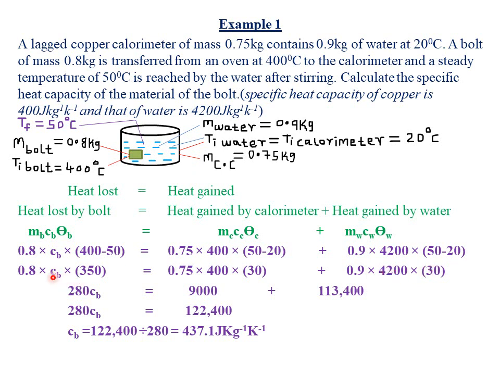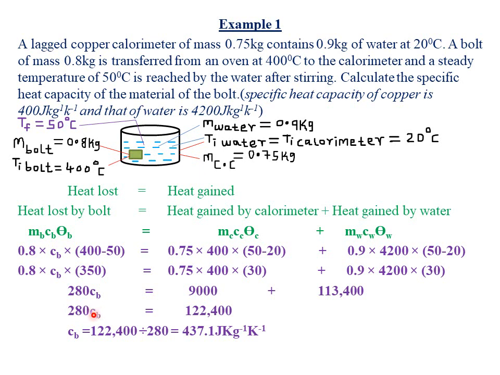So at this particular stage, if you take 0.8 multiplied by 350, you will simply obtain 280. Then of course times the specific capacity for the bolt, plus 0.75 times 400 times 30, you'll obtain 9,000. Then plus 0.9 times 4,200 times 30, you'll obtain 113,400. Then of course 9,000 plus 113,400, you'll obtain 122,400, which is equal to 280 multiplied by the specific capacity for the bolt.